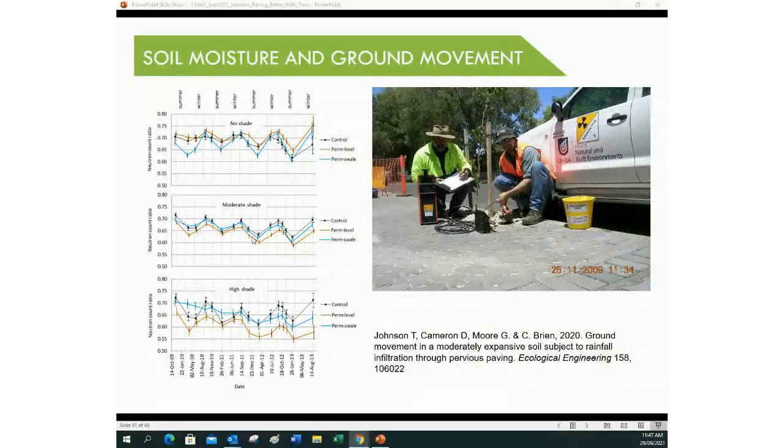Where there are a few trees, there's very little difference there. They're virtually identical. But the bottom graph here, where there are a lot of trees nearby, the soil under the impervious paving was generally wetter. Now, there's a couple of reasons for that, we think. One is it doesn't support the fine root growth that absorbs the water. And the other is it retards evaporation.